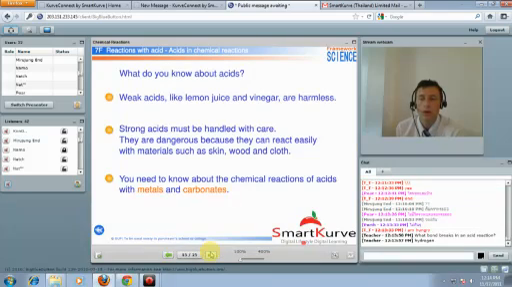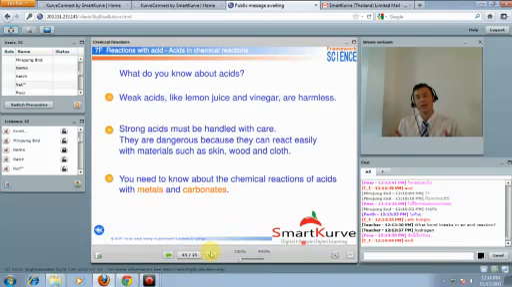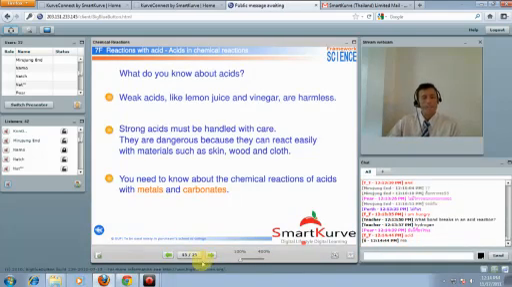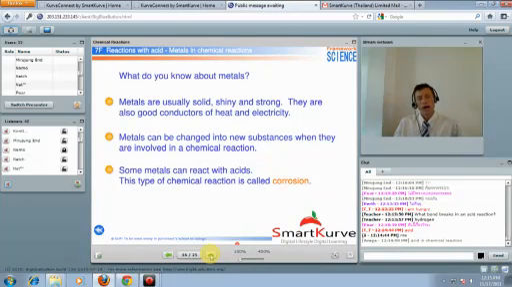Now, why are acids harmful? What do we know about chemical reactions of metal? All right. Acids can be harmful because they can react with the compounds in our bodies, in our skin, for example. And they can create chemical reactions with our skin that we don't want. All right. Let's move on. We need to know about the chemical reactions of acids with metals and carbonates. All right, terrific. Let's start with metals.